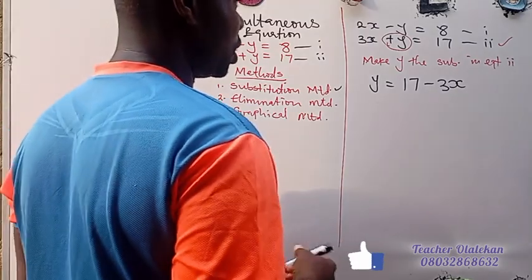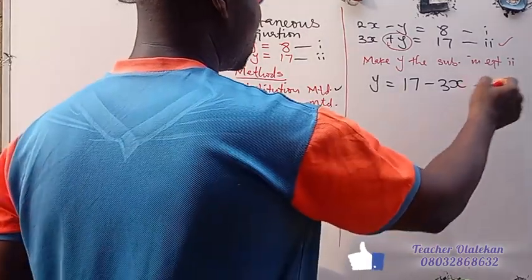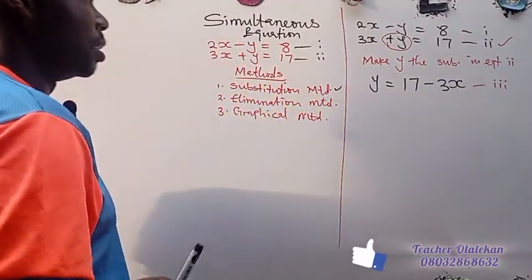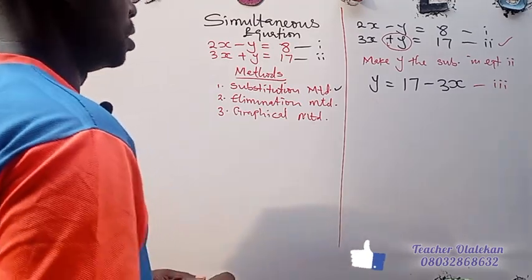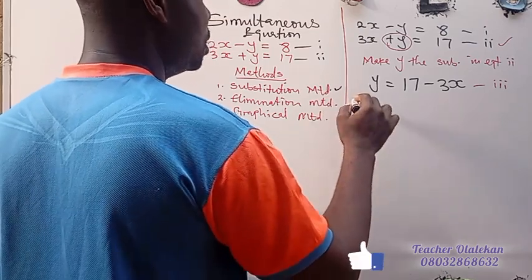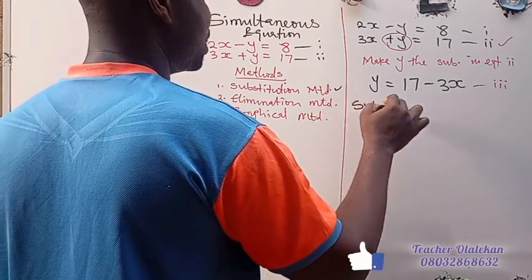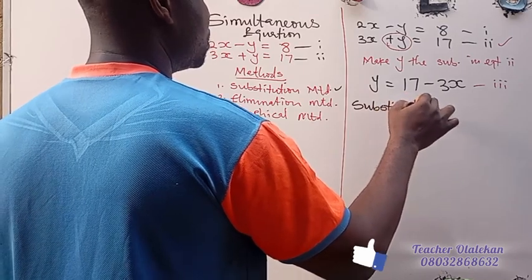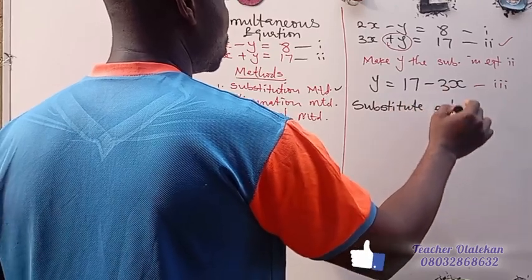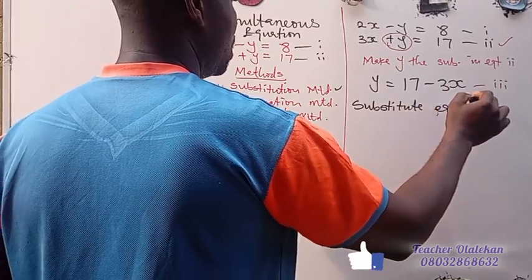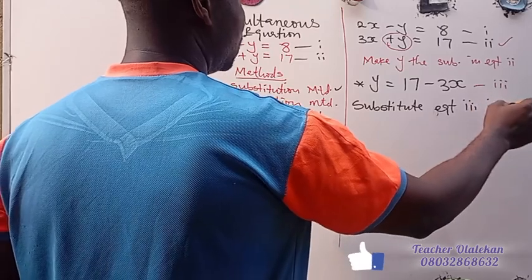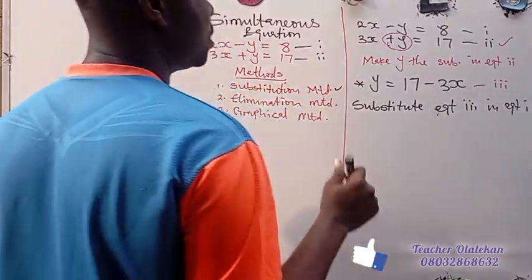We may call this equation 3. This equation 3 will be used to find y in the future. Now you substitute for it. That's why it is called the substitution method. Substitute equation 3 in equation 1, where we made y the subject. Let's do that.